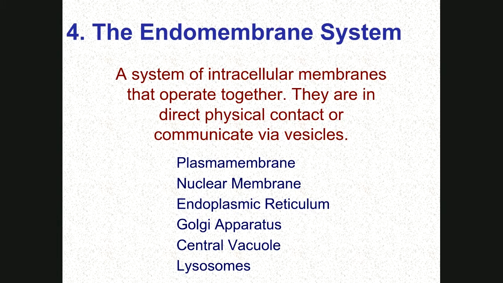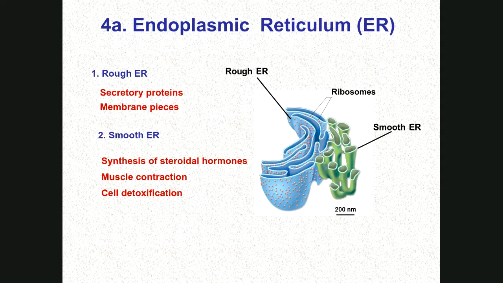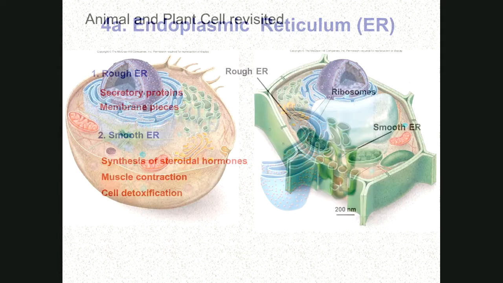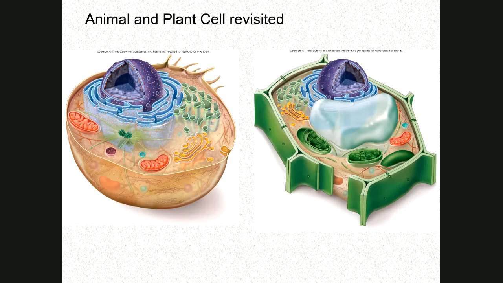Who are they? They are the plasma membrane, the nuclear envelope, the endoplasmic reticulum, the Golgi apparatus, the central vacuoles, and the lysosome. This is part of the endomembrane system. So let's focus on the endoplasmic reticulum. We have two types of endoplasmic reticulum. So let's look at them in the cells. That's endoplasmic reticulum here in blue, and then green over here. I'm talking about this one and this one.